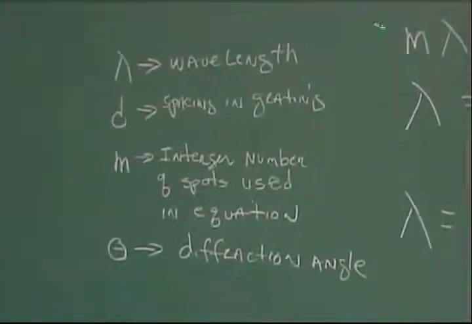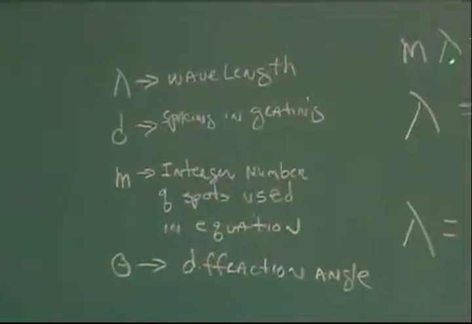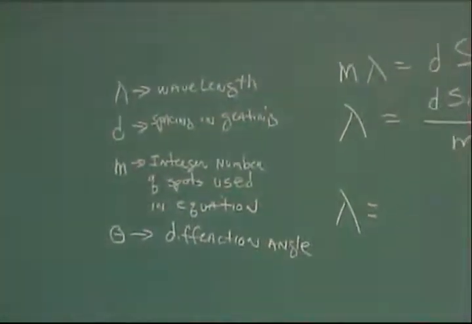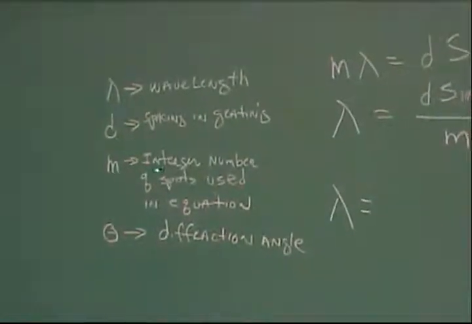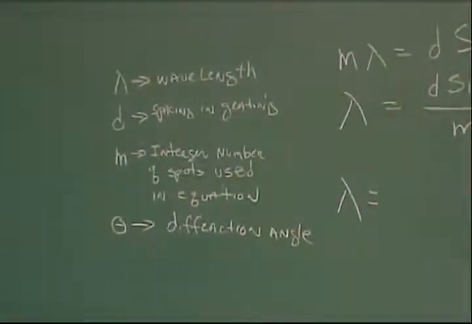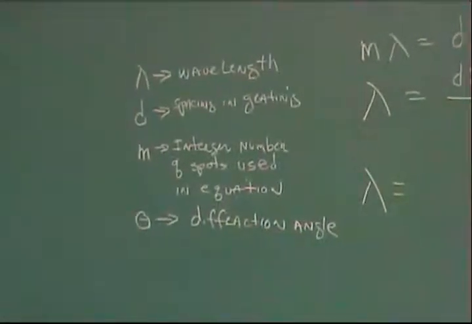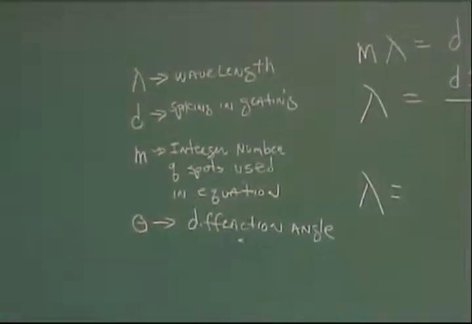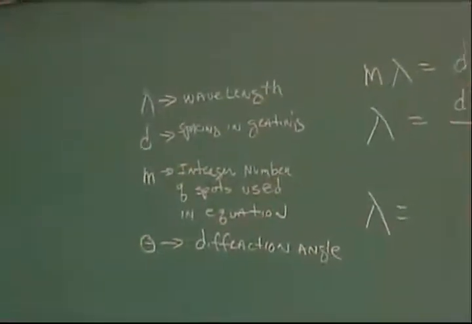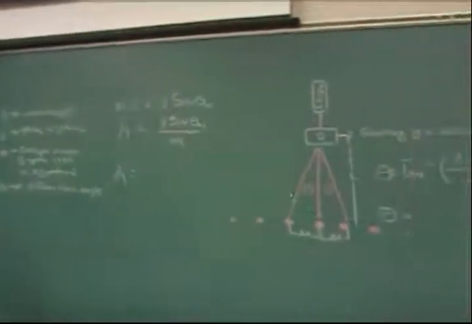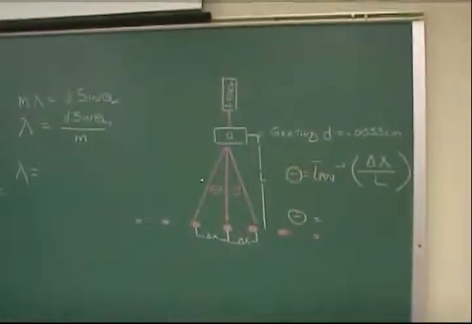D in this equation that we have stated for calculating wavelength is going to be the spacing in the gradient. M is an integer number of spots used in the equation. We're going to use one spot, but depending on the number of spots will depend on the diffraction angle. If we just take a look at what we have on the board, and then I'm going to actually take the measurements on the equipment.